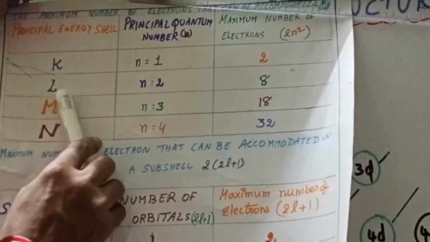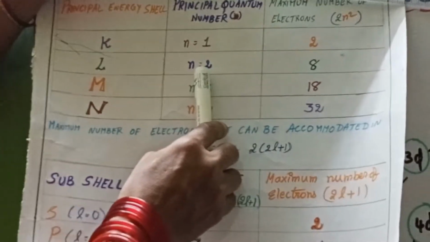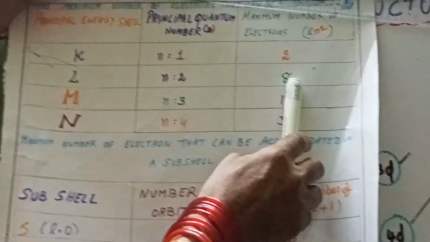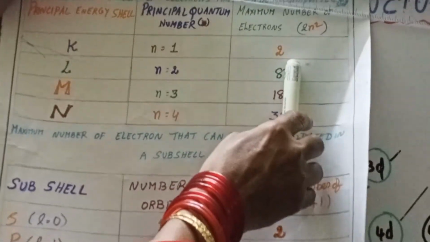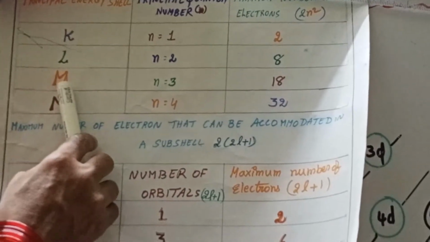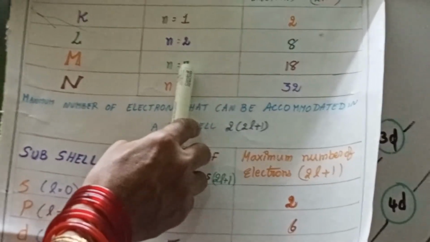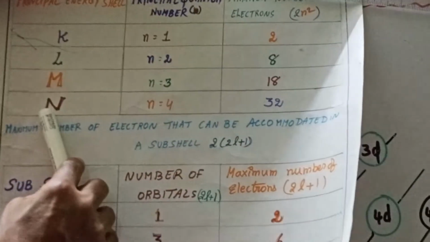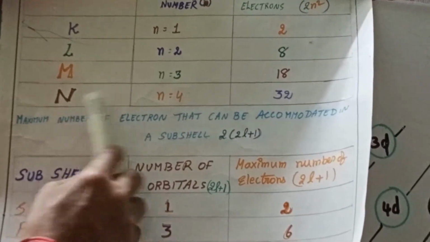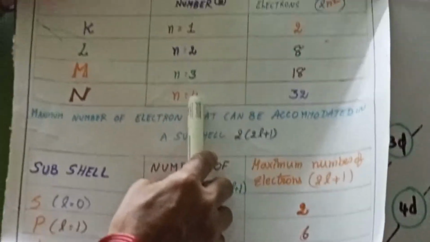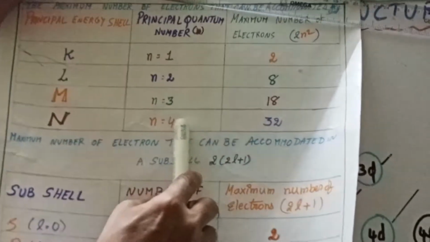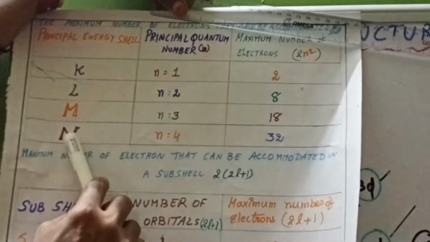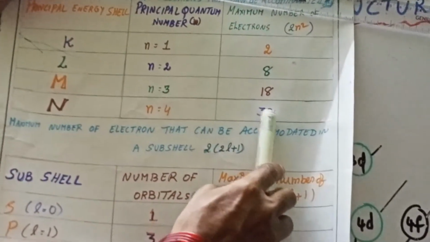Now coming to L shell. Its n value is 2. So 2 into 2 into 2, 2 2s are 4, 4 2s are 8. So L shell can accommodate 8 electrons. When it comes to the M shell, n value is 3, so 2 into 3 into 3. So it can accommodate 18 electrons. Now N shell has the principal quantum number value 4. 2 into 4 into 4, 4 4s are 16, 16 2s are 32. So N shell can accommodate 32 electrons.